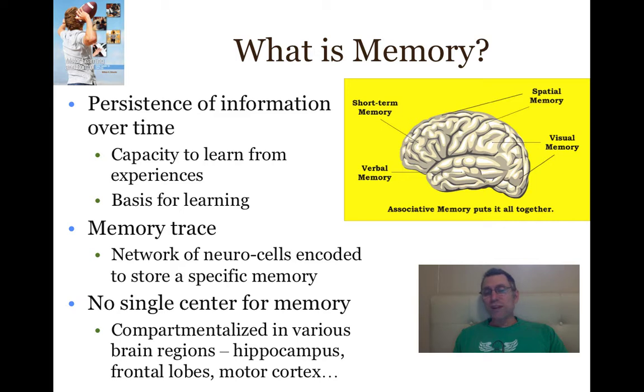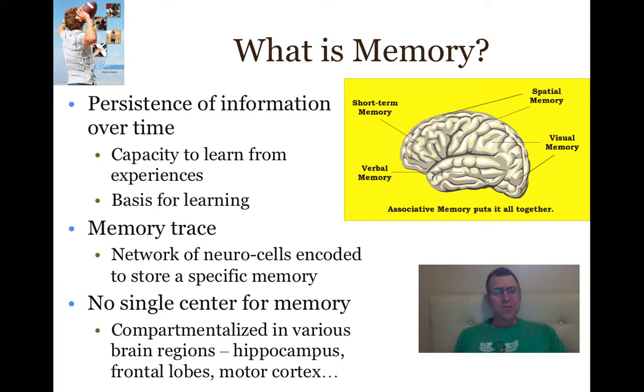The term memory trace is used, and we've already mentioned it in this class once, but memory trace is thought of as a network of neurological cells encoded to store a specific memory. And we're not going to get into exactly how memories are stored and what those neurological cells are all about, but the idea is that, yes, we can store memories and then recall upon them whenever needed.